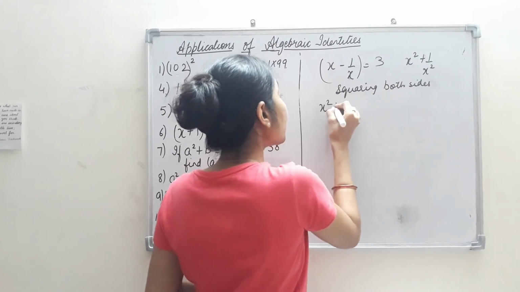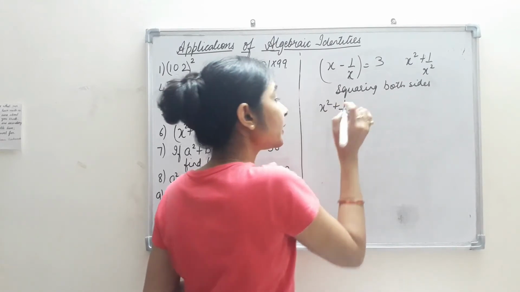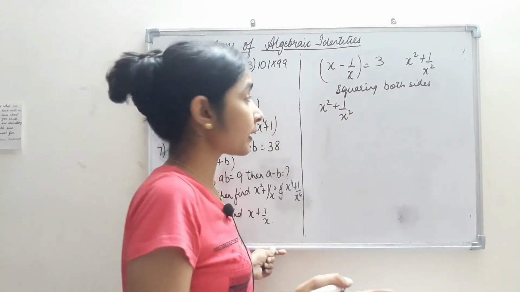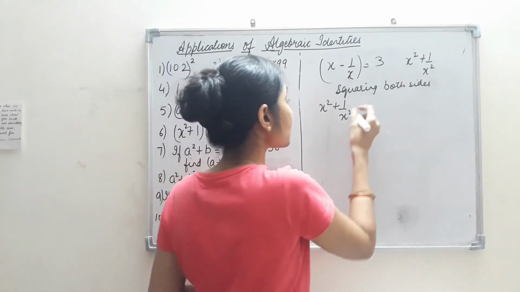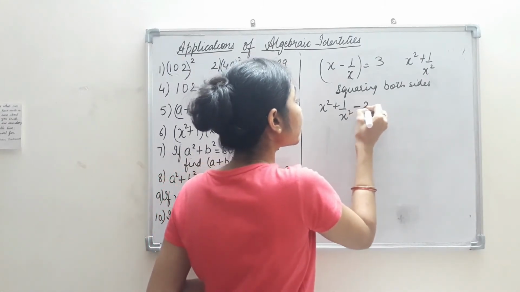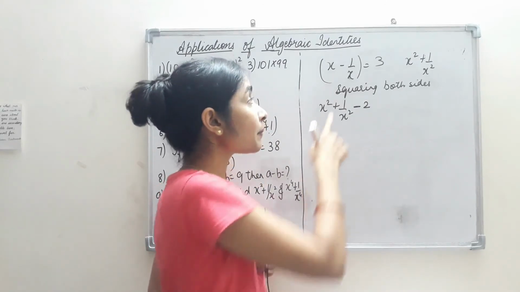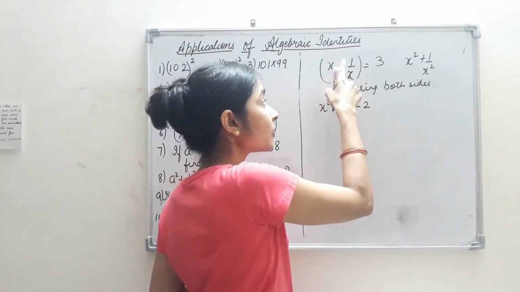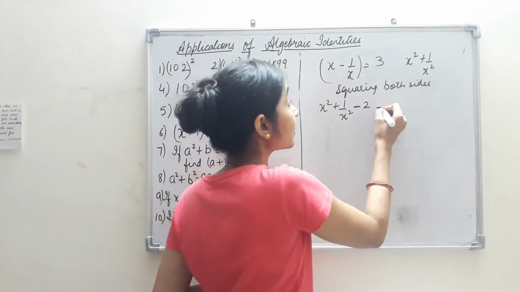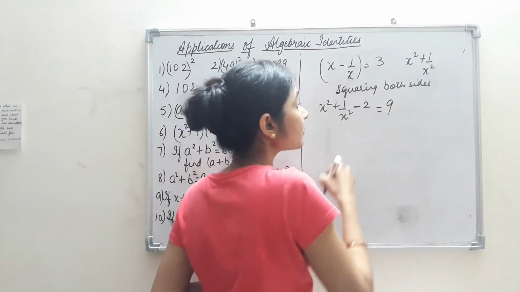x square plus 1 upon x square. Every time a square plus b square we are getting. So x square plus 1 upon x square, but this time we will get a negative 2. Previously we got a positive 2 because it was a plus sign here, but right now we are having minus sign, so we get negative 2 here, and the square of 3 is 9.